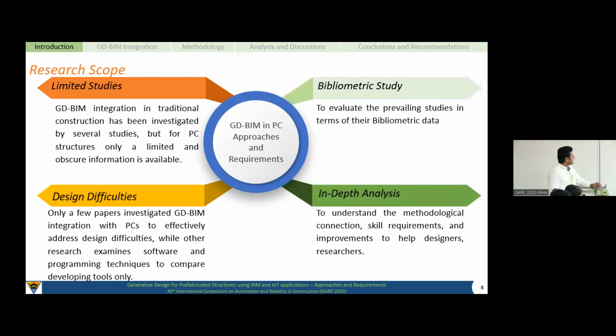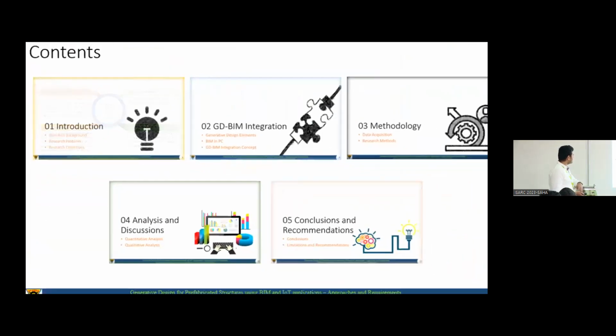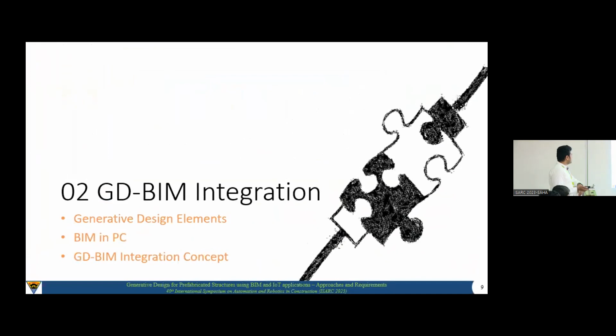And the objective is to evaluate the prevailing studies in terms of their bibliometric data, and to understand the methodological connections, skill requirements, and improvements to help the designers and researchers. So coming to the GD-BIM integration.